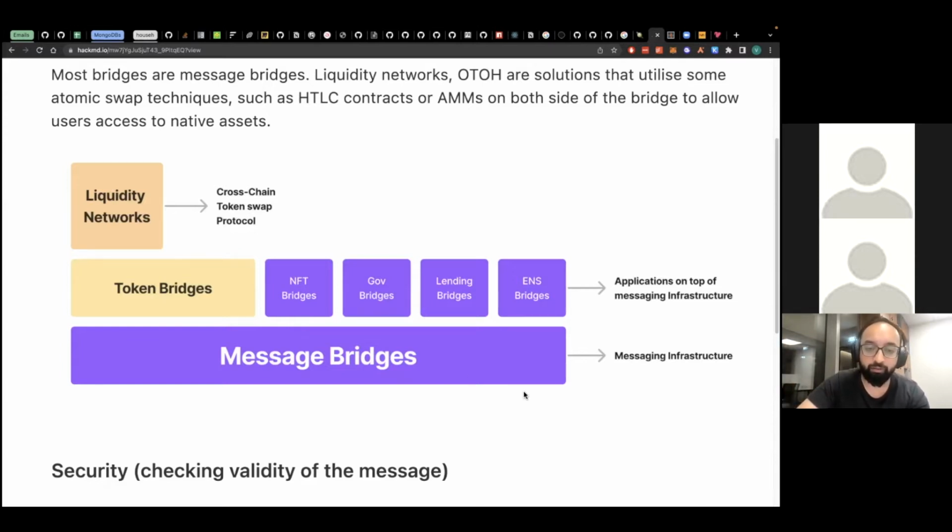I might also refer to the message bridges as messaging infrastructure, just to not use the bridge term again and again. So yeah, we have token bridges on top of a message bridge, but on top of token bridges, there is another application sometimes, which we call liquidity networks, right? So these are essentially cross-chain token swap protocols. We'll get into all of this, but this is the general hierarchy of things that we thought would be useful for people to understand before we dive deeper into each of these things, right?